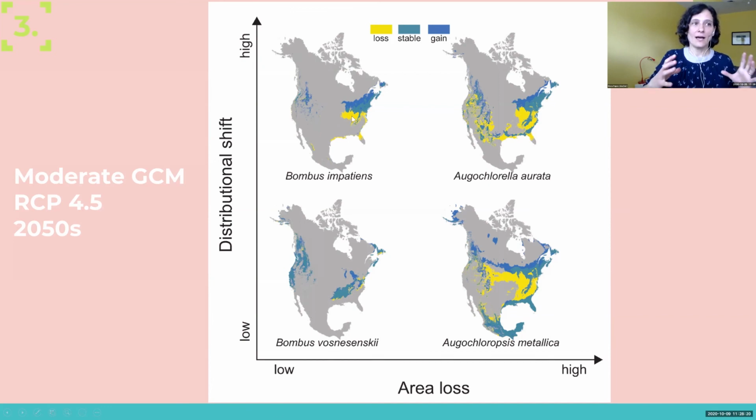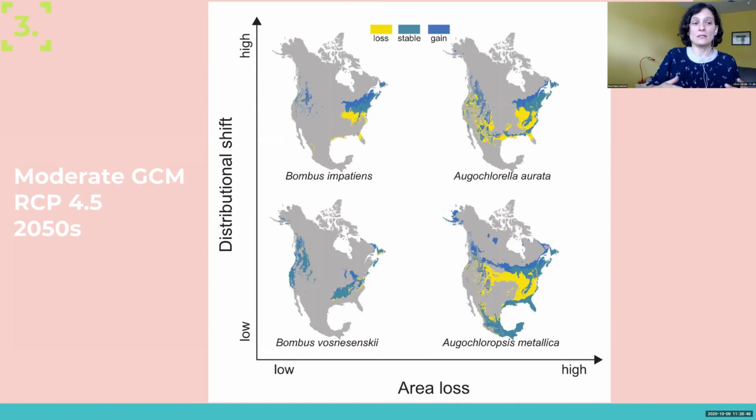So area-wise, the current and future are comparable, but there is a spatial shift, a distributional shift. So we have Bombus impatiens, generally comparable current to future potential distribution, but shifting northwards. Then, at the other end of the spectrum, we have high area loss and low shift.